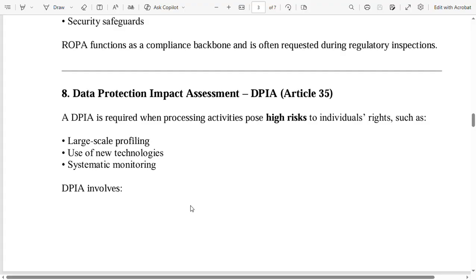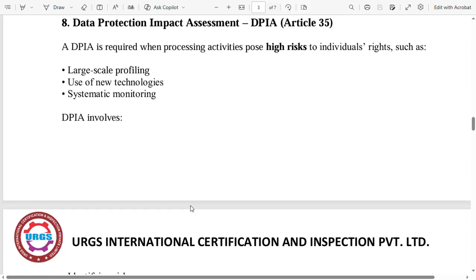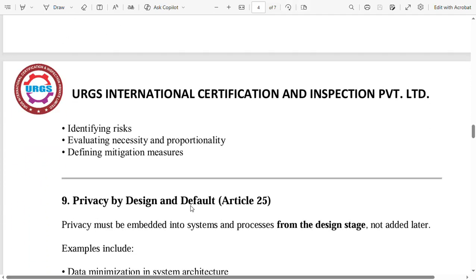Eighth, Data Protection Impact Assessment (DPIA). Article 35. A DPIA is required when processing activities pose high risks to individuals' rights, such as large-scale profiling, use of new technologies, systematic monitoring. DPIA involves identifying risks, evaluating necessity and proportionality, defining mitigation measures.